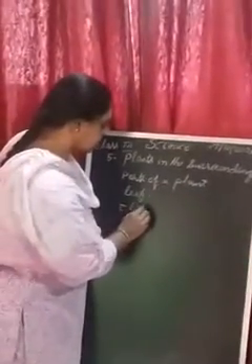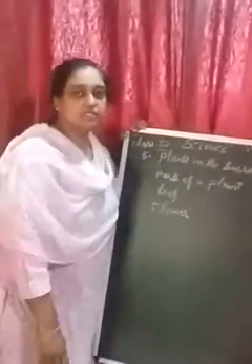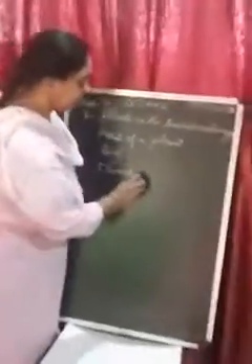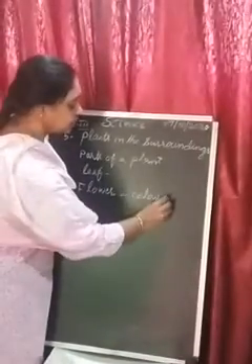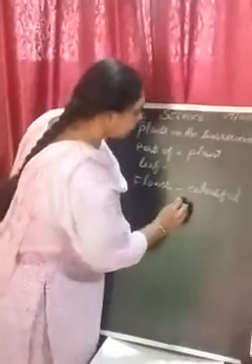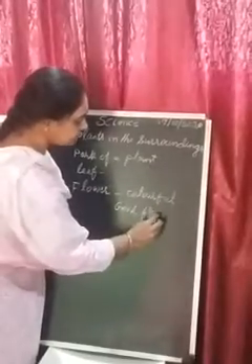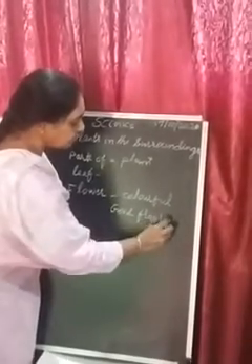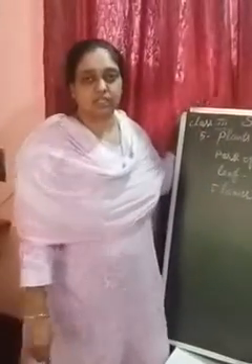What are we going to study about the flower? How are flowers? Flowers are colorful. We have many colors, and some have good fragrance. What is fragrance, children? What do you mean by fragrance? Fragrance means smell.